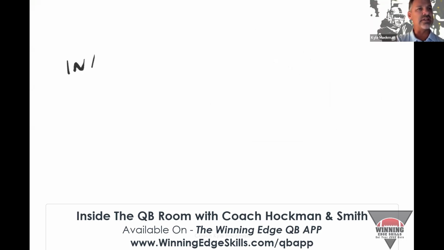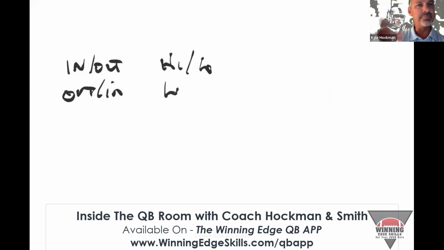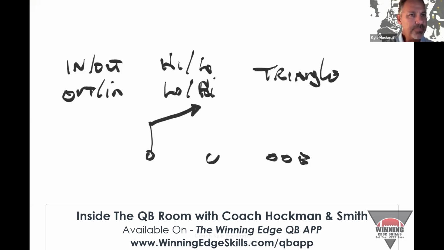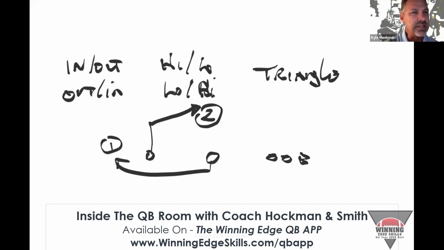First of all, an inside out read, an outside in read, and we have a high low read, and we have a low high read. And then we get into the triangle reads. What are we talking about? If I'm running a slant and a bubble, and I'm telling you to throw this ball first, this is number one, and this is number two. This is an outside in read.